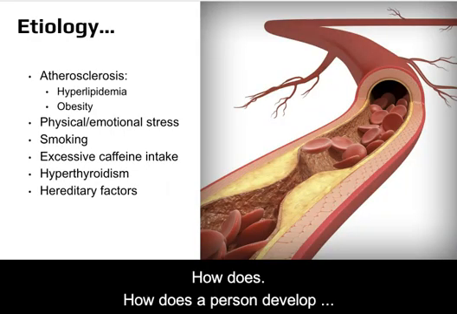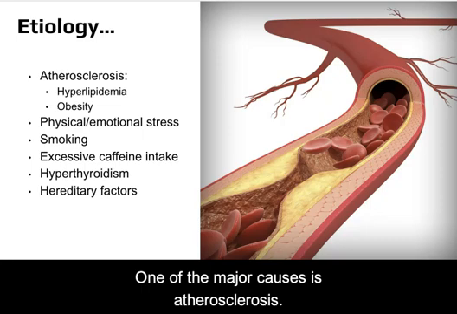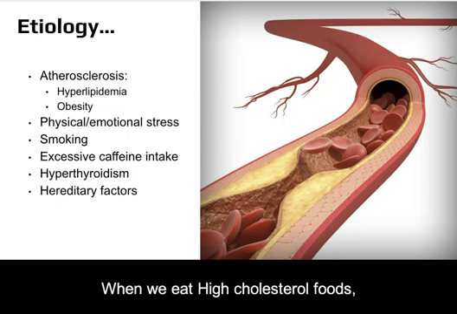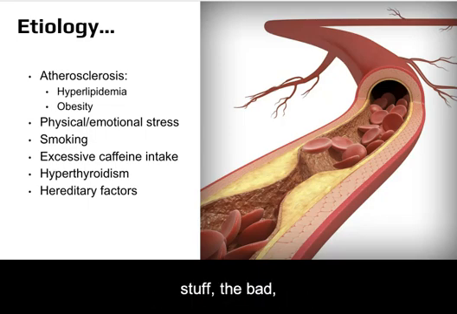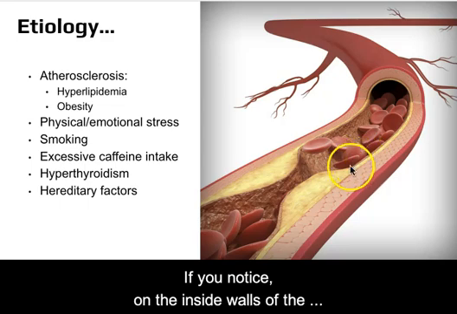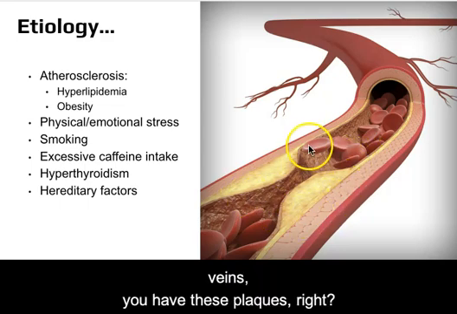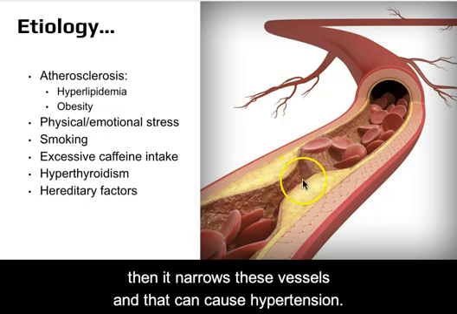How does a person develop hypertension, right? One of the major causes is atherosclerosis. This happens when we eat high cholesterol foods, high in saturated fats and the bad oils, right? This is where our diet causes these plaques. If you notice on the inside walls of the vessels, you have these plaques, right? And if those plaques are there, then it narrows these vessels, and that can cause hypertension.